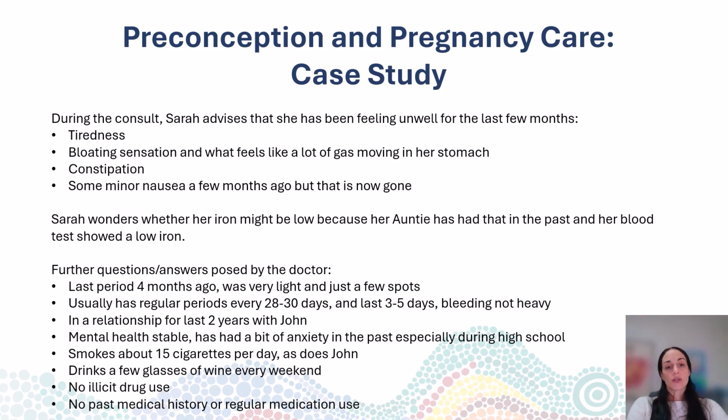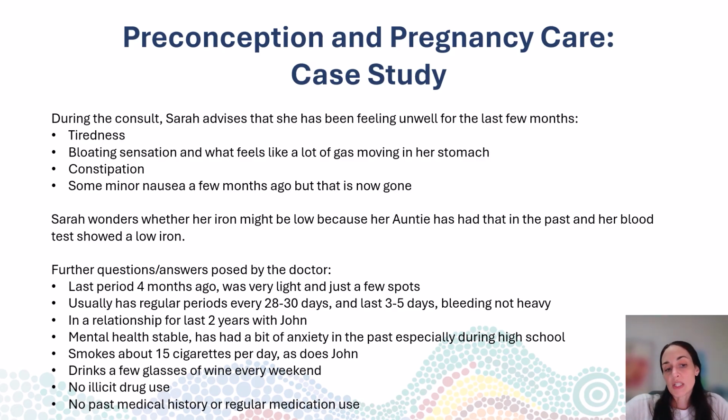So during the consult, Sarah advises that she's been feeling unwell for the last few months. Her symptoms include tiredness, a bloating sensation and what feels like a lot of gas moving in her stomach, constipation, and she did have some minor nausea a few months ago, but this is now resolved. Sarah wonders whether her iron might be low because her auntie has had that in the past and her blood tests showed a low iron. So we need to pause here and have a think about our differential diagnoses. And clearly, because we're doing preconception and pregnancy care, that's going to be our number one diagnosis.